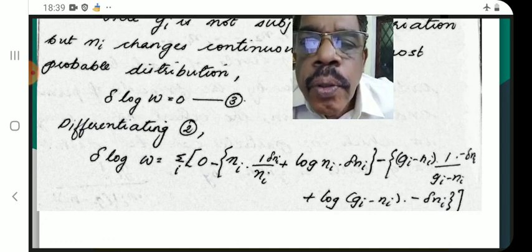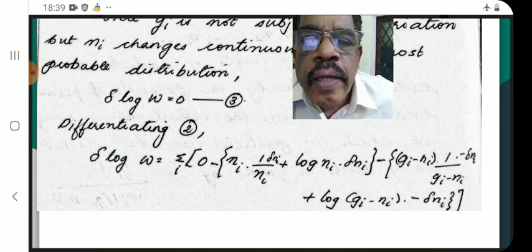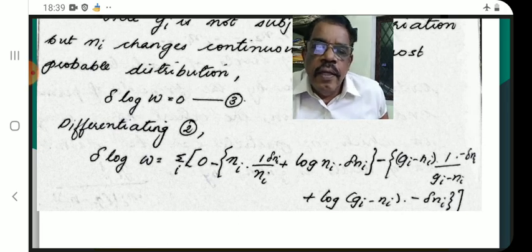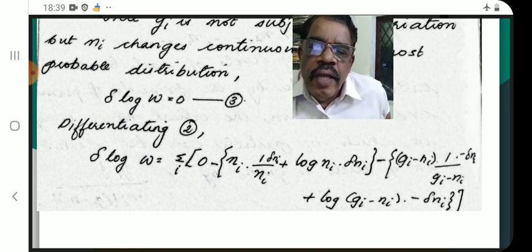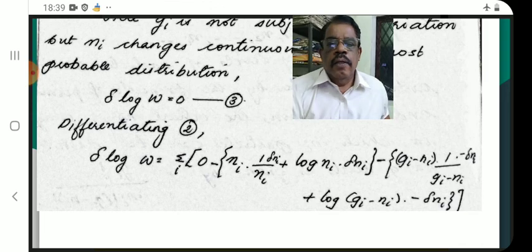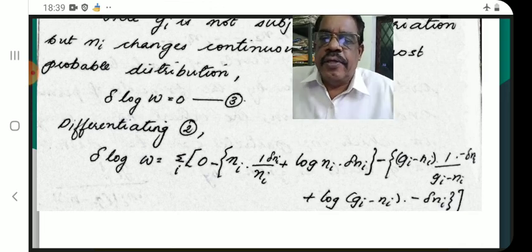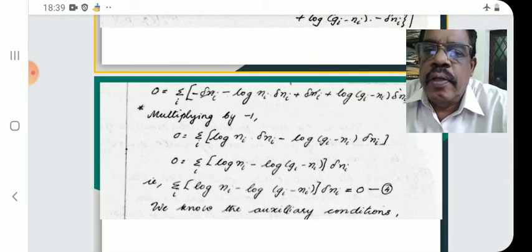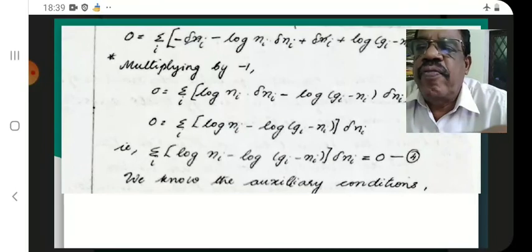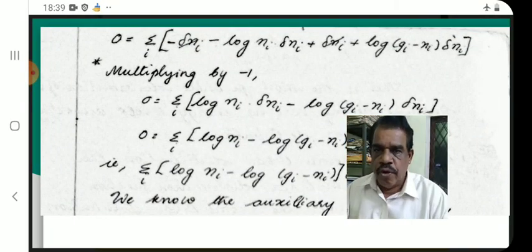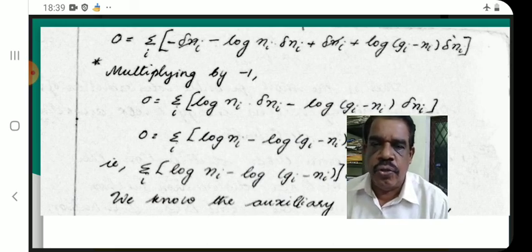into minus delta Ni. When we differentiate minus Ni, we get the derivative minus delta Ni, so into minus delta Ni. The bracket is avoided. You can put a small bracket for minus delta Ni. And the next step is further simplification. For maximum probability, you know delta log W is 0.